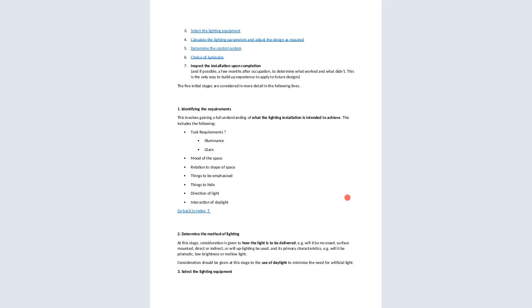So some of the things that we need to do before doing a design, I said that we have to select the lighting equipment, we have to calculate the lighting parameters and adjust the design as required, we have to determine the control room, and we have to choose the luminaire. Then inspect the installation upon completion, and if possible, a few months after occupation, to determine what worked and what didn't. So this is the only way to build the experience and to apply it for future design.